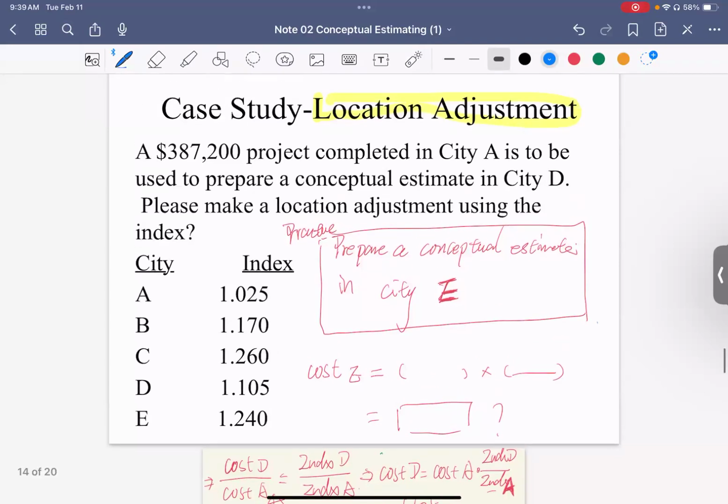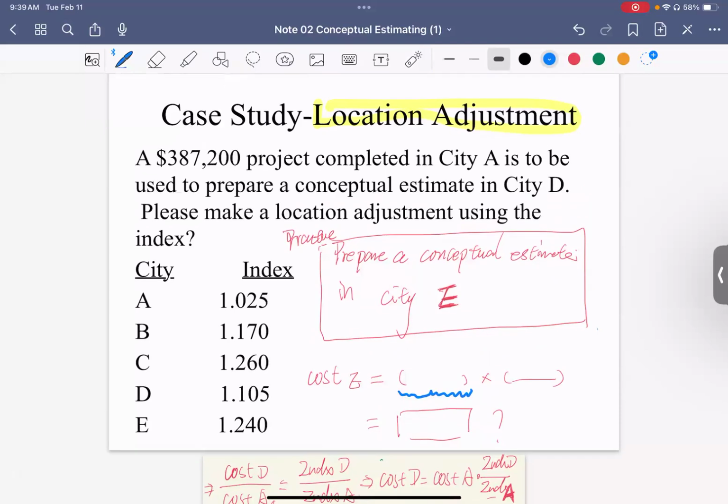All right. So which number should I put in here? Let me ask. 387,200. Okay. So Trevor, you want to volunteer here, right? Which number should I put in here? Another number to put in here. For the top, wouldn't you put 1.025? It's index A, and then 1.240. So did we use index A, or does it matter? This is wrong. Should that be flipped? Yes, it should be flipped.